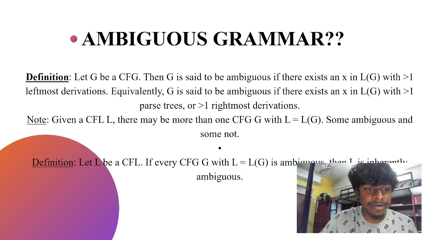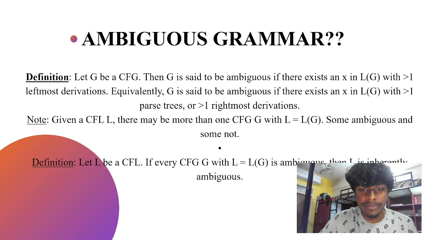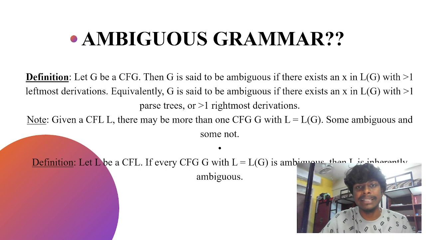And the point to be noted: given a CFL L, there may be more than one CFG G with L equal to L of G, some ambiguous and some not. And now the other definition is: let L be a CFL, if every CFG G with L equal to L of G is ambiguous, then L is inherently ambiguous.